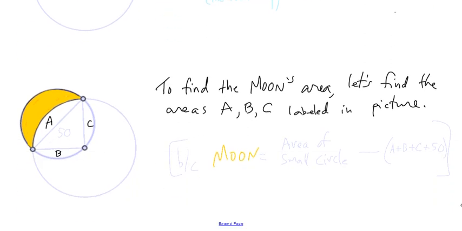Find the moon's area. Let's find the areas of region A, B, and C in this picture. Because the moon that we're looking for, the crescent moon, will be the area of the entire small circle minus those parts in the picture, A, B, C, and 50.